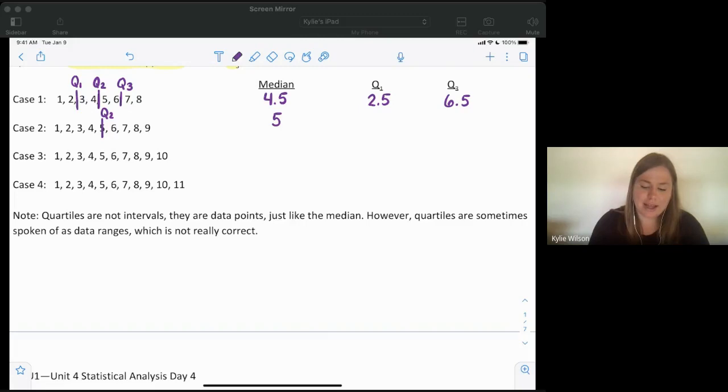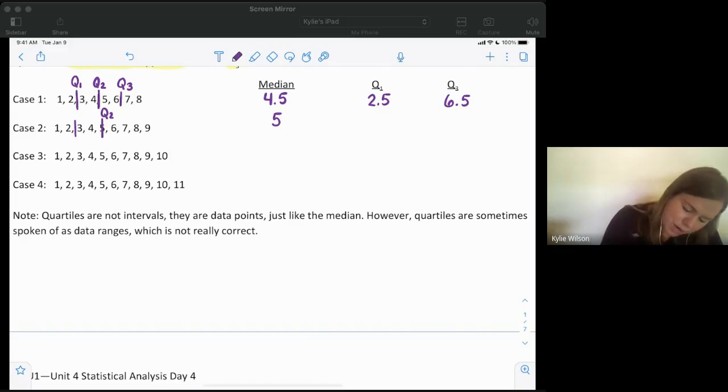Then I'm going to find my first quartile. Now on either side of my median, I have an even number of data points, which means that my first quartile is going to have a decimal value, and so will my third quartile. And that's okay. That's what categorizes this as a different case. So I look on the left-hand side, the lower end of my data, and I find the median. So that is my first quartile, between 2 and 3, at 2.5.